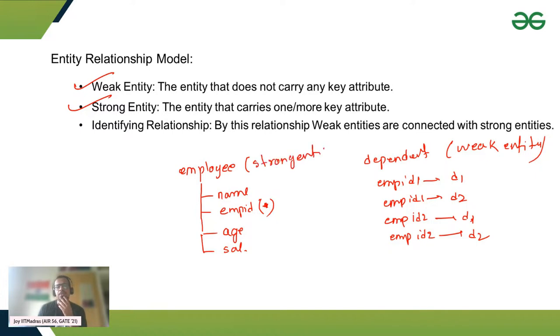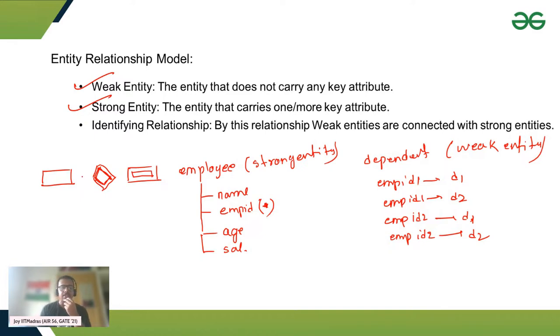And we'll have the identifying relationship. What is an identifying relationship? It is the relationship by which we connect a weak entity to the strong entity. The strong entity, as I already showed you, is typically represented by a rectangle, whereas the weak entity is represented as two rectangles. This is a weak entity. Now we can have a relationship, and the identifying relationship will be concentric rhombuses. We can use two rhombuses, one inside another.